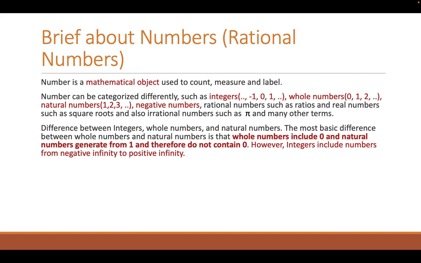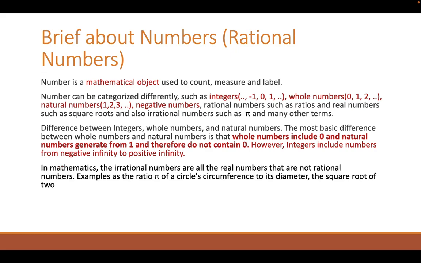Few more points to note here. The difference between integers, whole numbers, and natural numbers we already discussed above, so that is something you have to remember. The most basic difference between whole numbers and natural numbers is that whole numbers include 0, and natural numbers start from 1 and therefore do not contain 0, which we already discussed. However, integers include numbers from negative infinity to positive infinity.